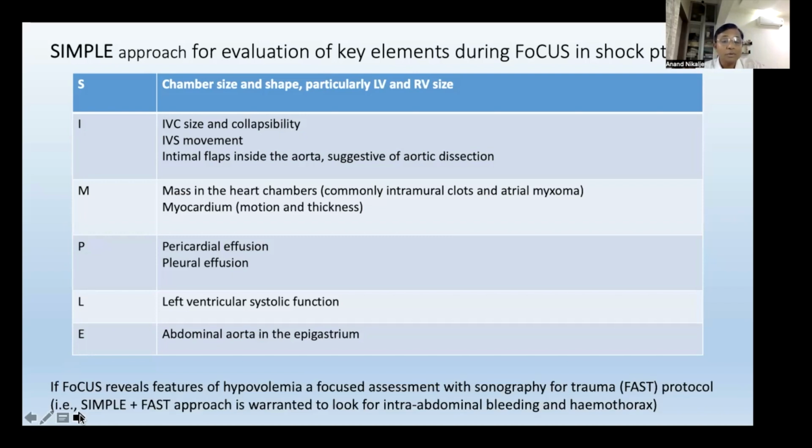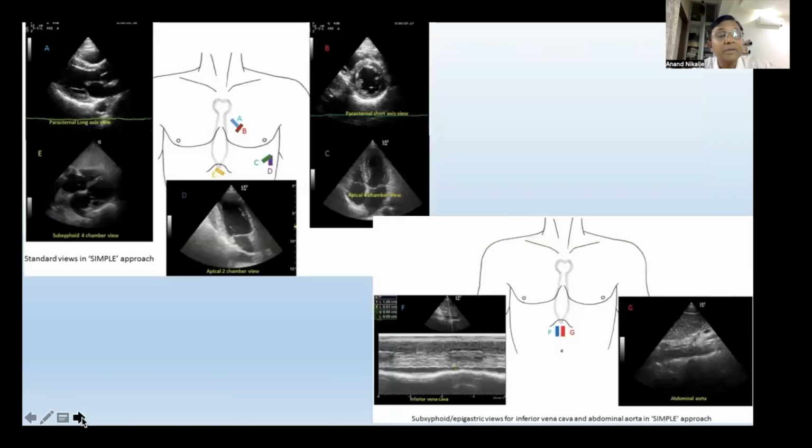So if your focus reveals hypovolemia, if you look at the IVC and it is collapsible, and there is a history of trauma or suspicion of blood loss, you can add FAST, the focus assessment sonography in trauma protocol, and the combination of these two will help look at intra-abdominal bleeding or hemothorax for better management. So you can combine these two protocols in a patient with hemorrhagic shock. These are the common standard views in a SIMPLE approach.